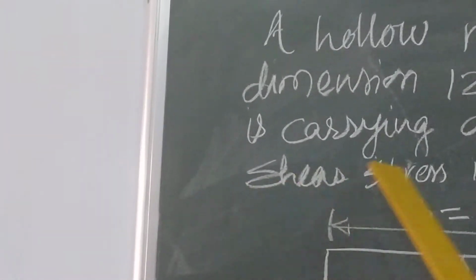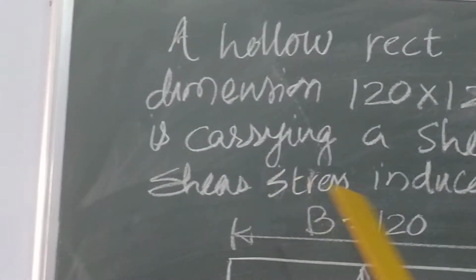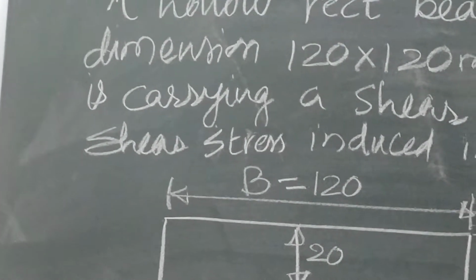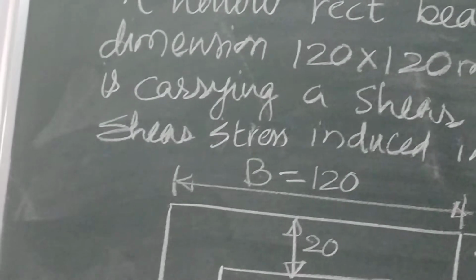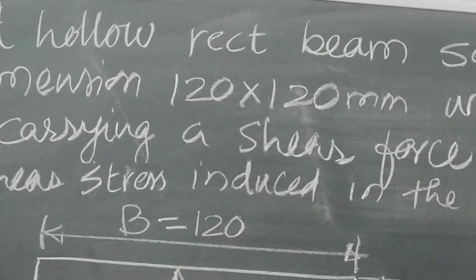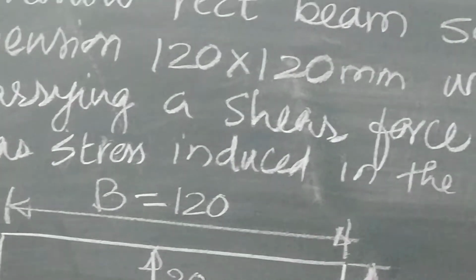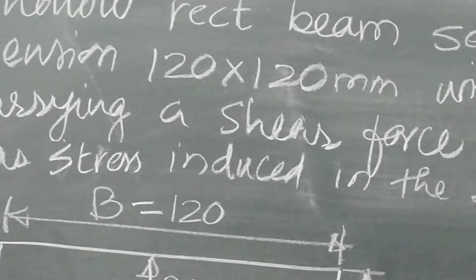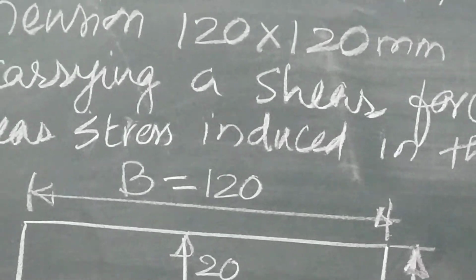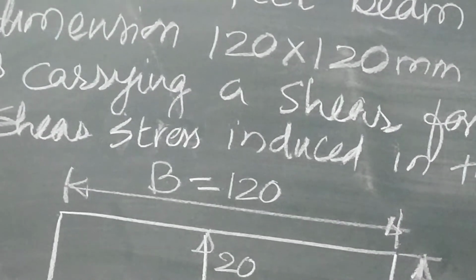Now, as shear stress induced is asked, it is considered that you have to draw the shear stress distribution diagram also. So, this is a 4 marks problem. By using Q is equal to S A y bar upon I B and Q average, Q1, Q2 and Q additional, we have to find Q max, and also we have to draw the stress distribution diagram.